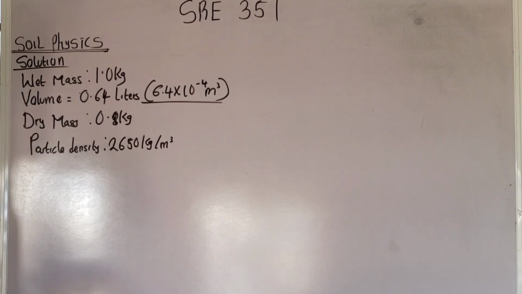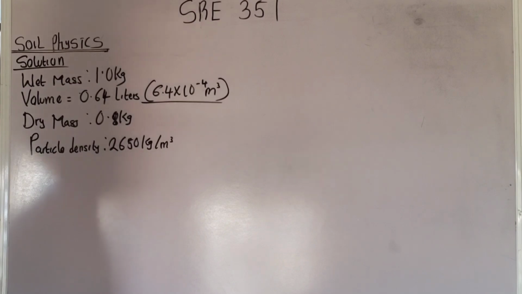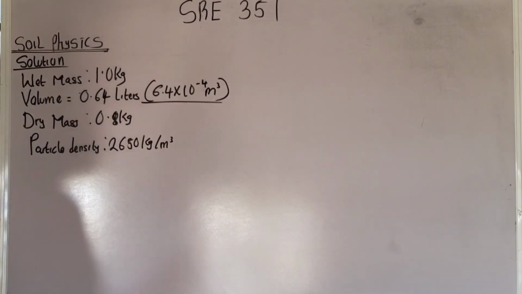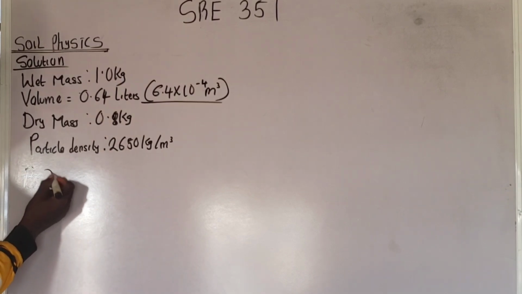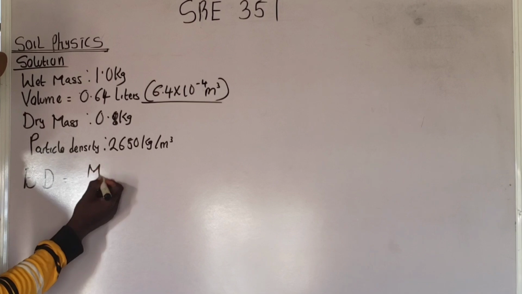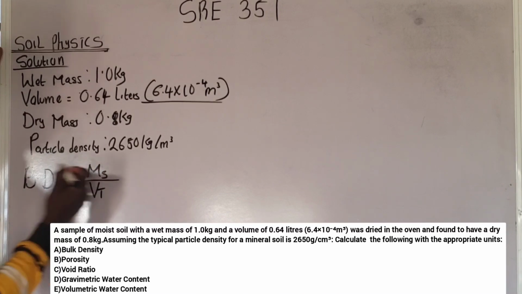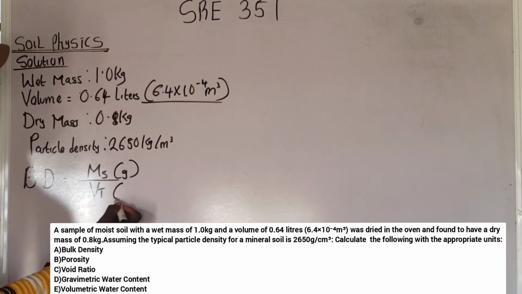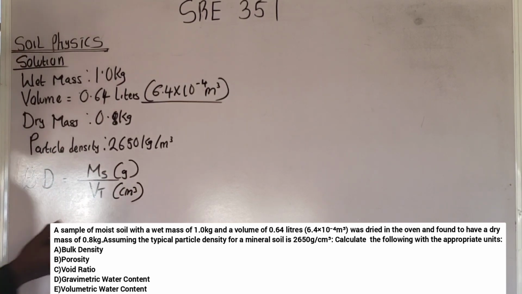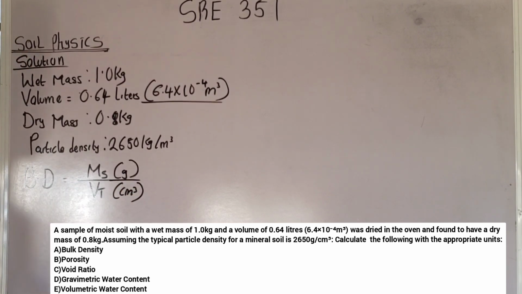Before we calculate the bulk density, I'm very sure you are part of our previous class. Don't forget that I told you bulk density refers to the mass of the soil per unit volume. Are you paying attention? So bulk density, let me represent as BD. Bulk density equals the mass of the soil over the total volume. Now, the mass of the soil must be in gram and the total volume must be in centimeter cube.